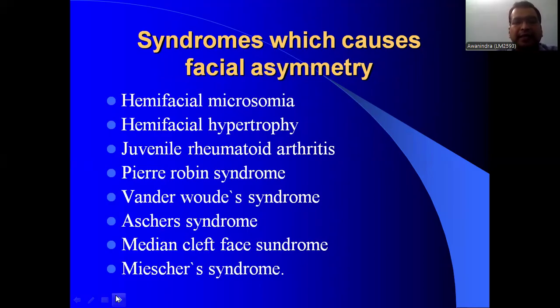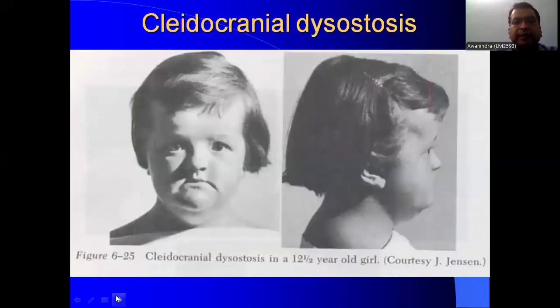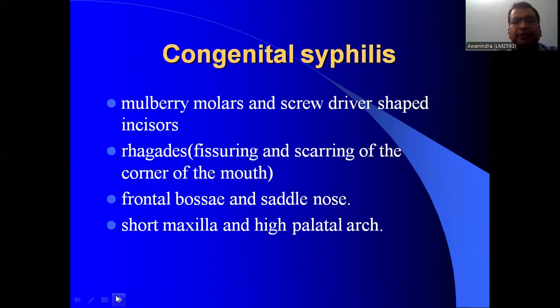Syndromes which cause facial asymmetry: hemifacial microsomia, hemifacial hypertrophy, juvenile rheumatoid arthritis, Pierre-Robin syndrome, van der Woude syndrome, Escher syndrome, median cleft face syndrome, Metzger syndrome. Syndromes causing missing teeth, like hereditary ectodermal dysplasia, cleidocranial dysplasia. This is a clinical photograph of cleidocranial dysostosis.